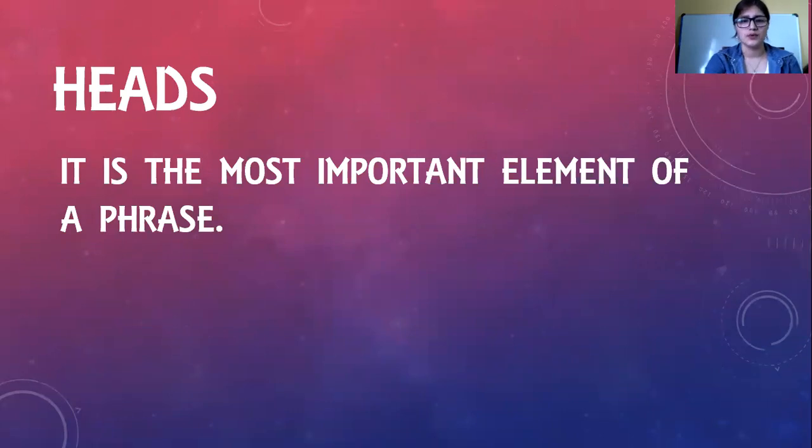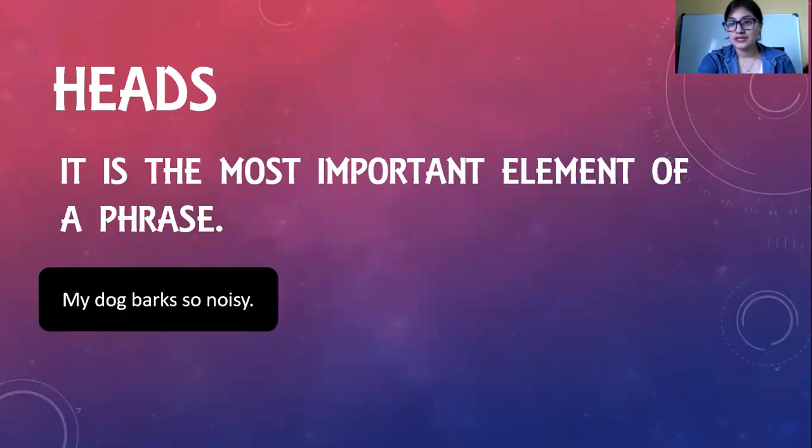Let's see one example. Here it says, my dog barks so noisy, where my dog is the subject, but the head is only dog, because I can have maybe a cat and I also can have a horse, for example. But I'm talking about the dog in specific. That is why dog is the head of this phrase.